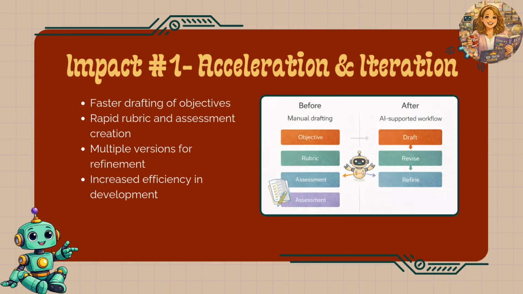I next want to look at 3 major impacts that I have seen when working with AI. The first major impact I've seen, and one that our articles emphasize, is acceleration and iteration. AI dramatically reduces drafting time. For example, I can put into chat or Notebook LM or Google Gemini specific TEKs that are being taught in class. I can then ask for measurable objectives aligned to a specific Bloom's level. I can generate rubric language, and I can draft a formative assessment in seconds.